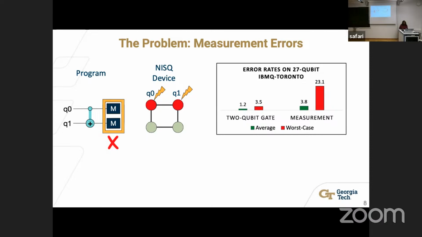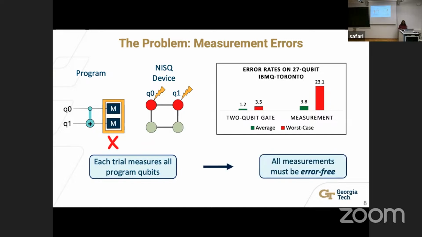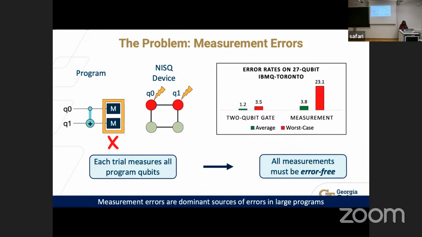Why this becomes a bit problematic when you grow your program sizes is because if you look at the way computations happen, every time you perform your computations and your trial is about to get over, you want to measure your qubits, you measure all program qubits. And this becomes challenging because now all your measurements must remain error-free so that you can get a correct outcome. Even if one of the measurements fail, the probability of which is quite high because of the high error rates, you get an incorrect outcome. And therefore, as you grow the program size, the probability to encounter measurement errors increases. And this is because measurement errors are the dominant sources of errors on most of these NISQ systems.